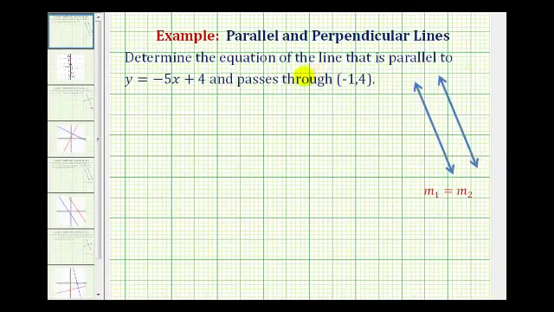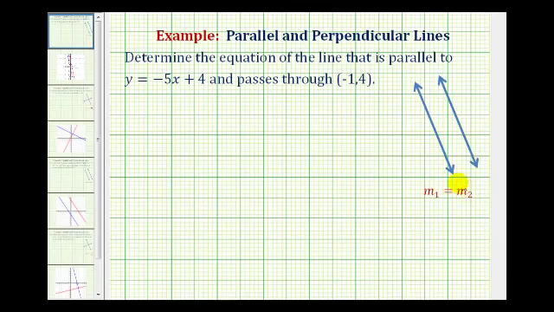We want to determine the equation of the line that is parallel to y equals negative 5x plus 4 and passes through the point with coordinates negative 1, 4. The main thing to remember here is that if lines are parallel, as we see here on the right, the slopes are equal to each other.